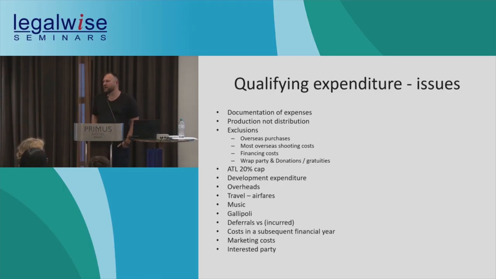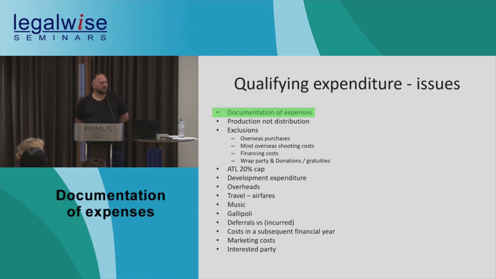And just for my final slide, I thought I'd run through a couple of the issues that you get for certain expenses when you're looking at getting your qualifying expenditure. So, documentation of expenses. Obviously, you're putting in a tax return. You've got to be able to document all your expenses. You're going to go through an audit process. Documentation of expenses is quite important.